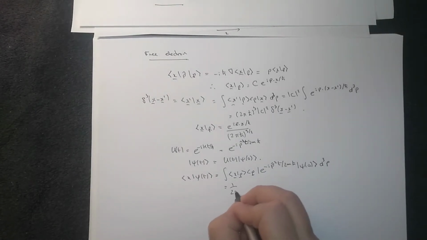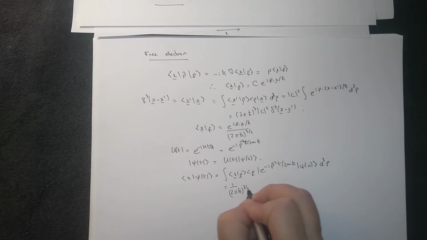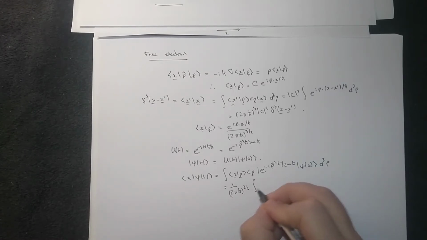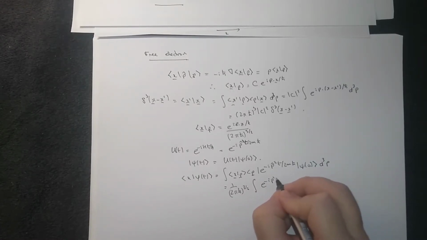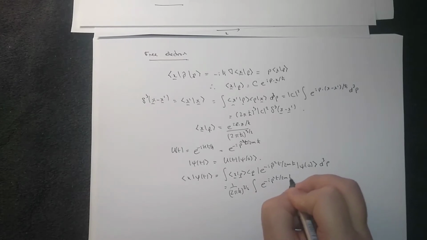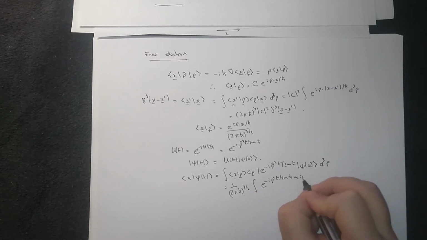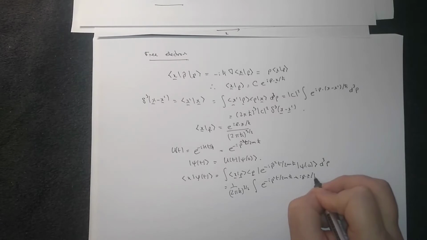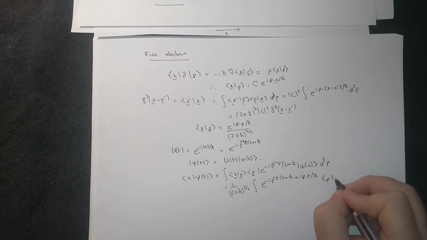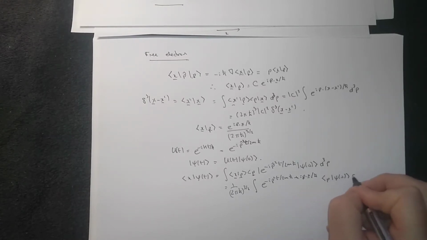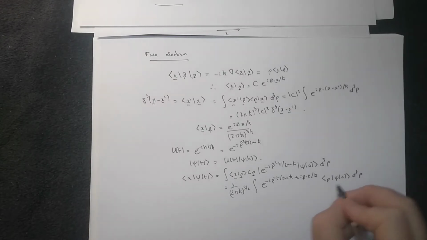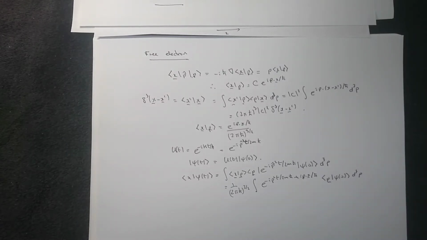1 over 2 pi h bar to the 3 over 2 times the integral e to the minus ip squared t over 2m h bar plus ip dot x over h bar, p with psi naught d3p. So this expresses it in terms of the momentum representation of the initial state.